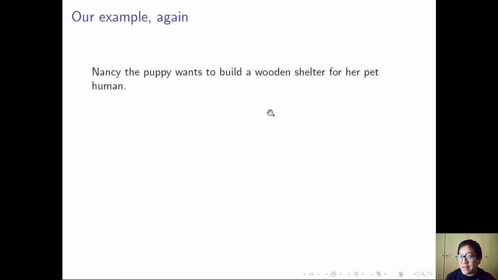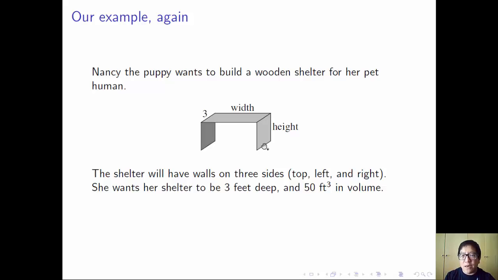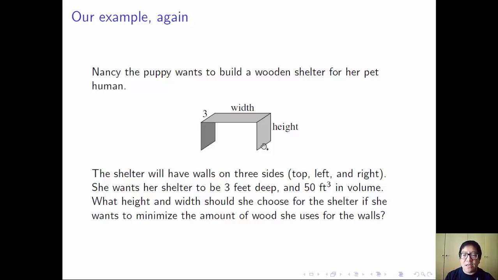All right, so let's repeat that example again, perhaps in a slightly calmer fashion. So the idea is that Nancy the puppy wants to build a wooden shelter for her pet human, and it looks something like this. It looks kind of like a big wide staple. The shelter will have walls on three sides, on the top, on the left, and on the right. She wants her shelter to be 3 feet deep and 50 cubic feet in volume. So if you think of this as a big box, that big box should have a volume of 50 cubic feet. And the question is, what height and width should she choose for the shelter if she wants to minimize the amount of wood that she uses for those three walls?